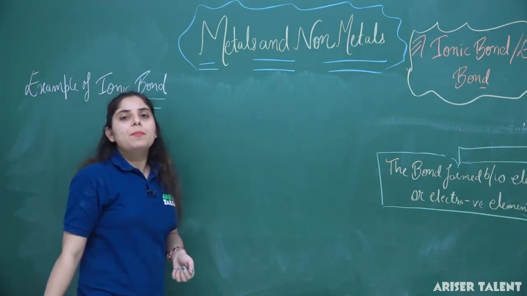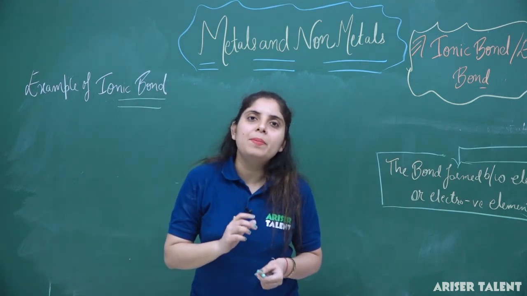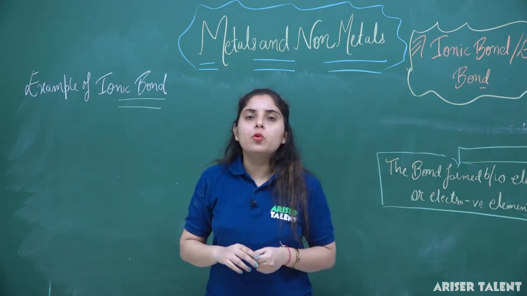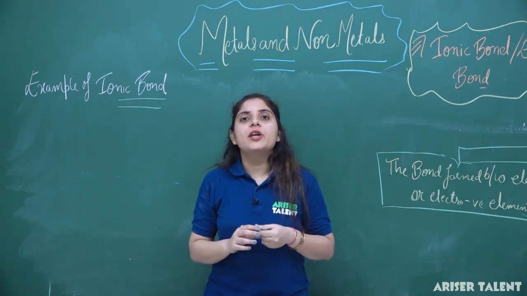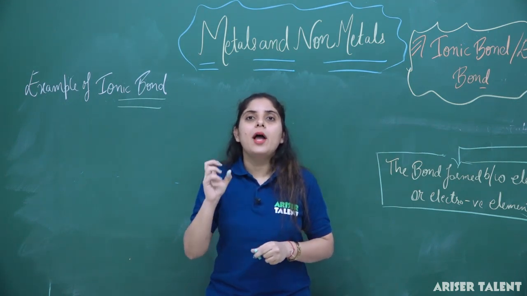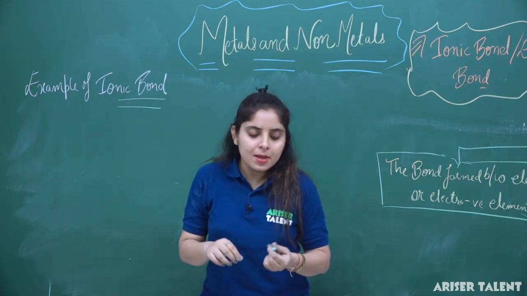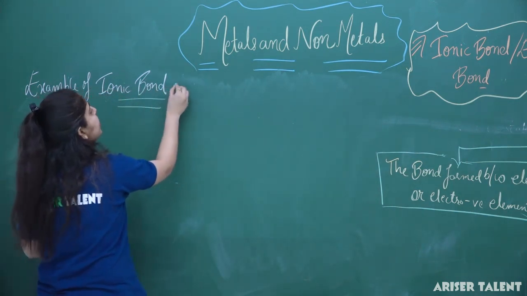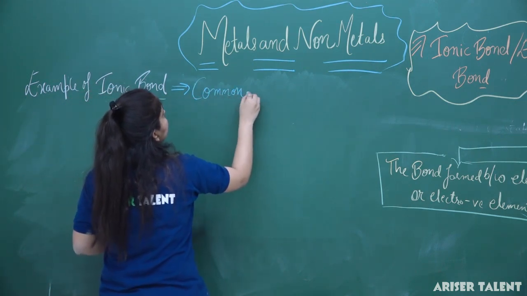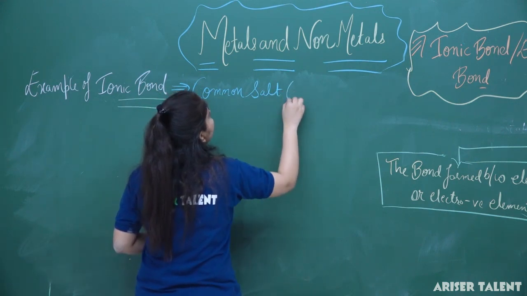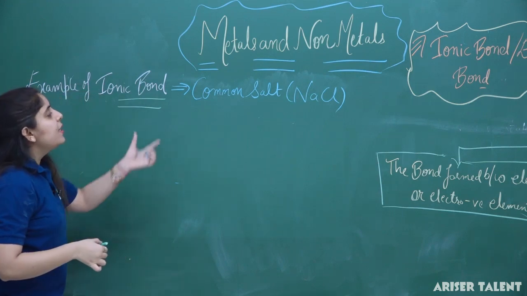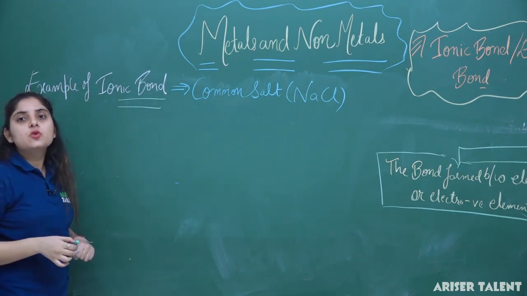For discussing the example of ionic bond, we are considering a simple example having a crystal lattice arrangement of NaCl, that is sodium chloride, and we will see how the transfer of electrons takes place by gaining or losing electrons, and how the electrovalent or ionic bond is formed in this type of compound. What example have we considered here? We are taking the example of common salt, and common salt is actually NaCl. It is formed by two elements, sodium and chlorine.